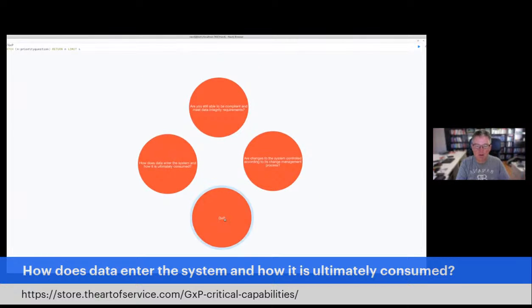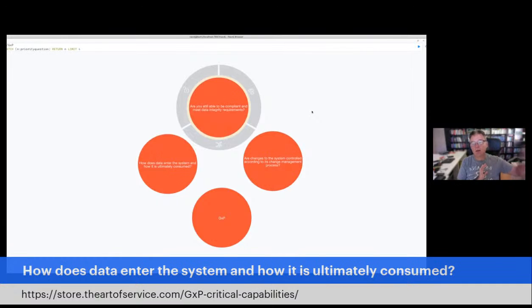GXP, three most important questions to ask. How does data enter the system and how is it ultimately consumed? Where does your data come from? How do you manage your data? What is it for? Is it PII? How do you deal with data privacy? How do you know your data is legit? Are you still able to be compliant and meet data integrity requirements if anything happens?